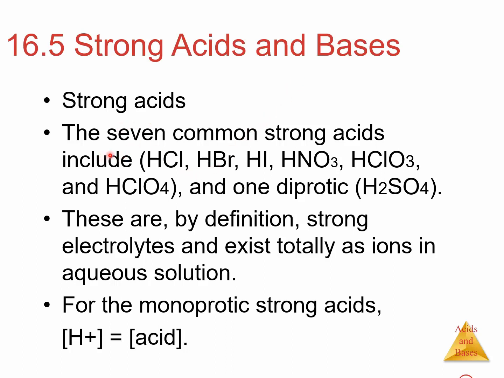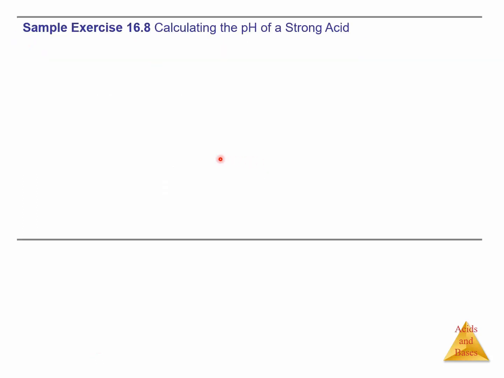Now for strong acids, the 7 common strong acids include HCl, HBr, HI, HNO3, HClO3, HClO4, and one diprotic, H2SO4. These are by definition strong electrolytes and exist totally as ions in aqueous solution. And for the monoprotic strong acids, the molar concentration of H+ equals the molar concentration of the acid. Now, calculating the pH of a strong acid.